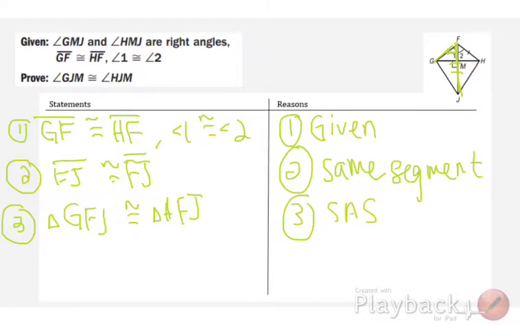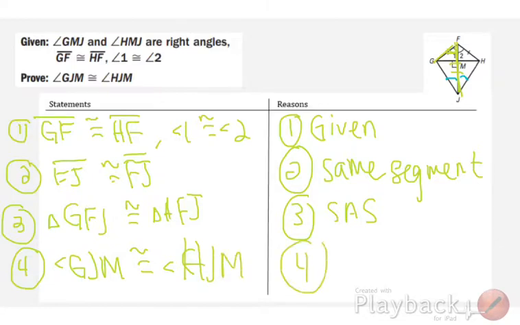So I know my two triangles are congruent, and knowing my two triangles are congruent, I can conclude that these angles down here are congruent to each other. So I can say that angle GJM is congruent to angle HJM. And then for my why, I know that they're congruent because corresponding parts of congruent triangles are congruent, or CPCTC.